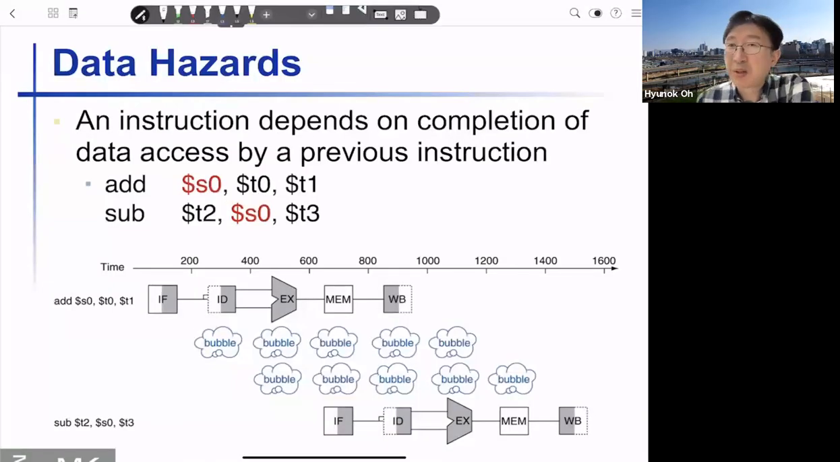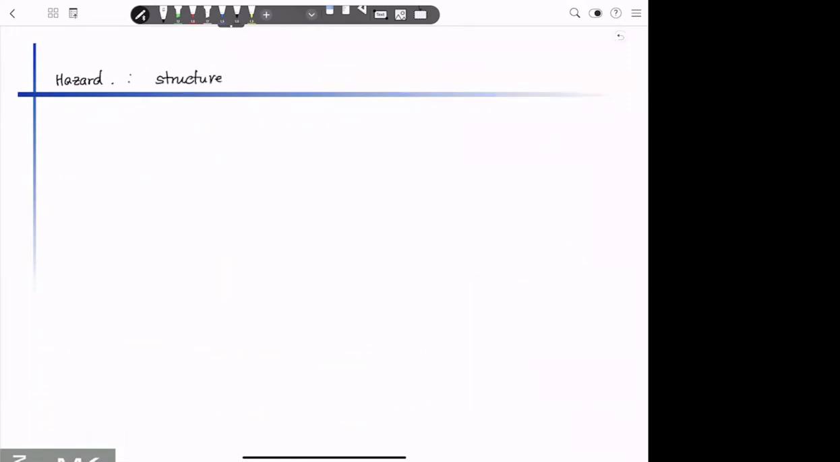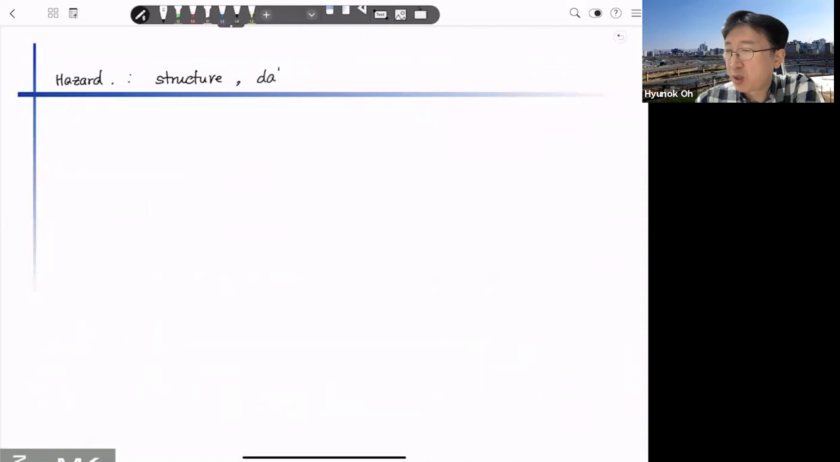Okay, so currently we are learning about the hazard problem. There are three types of hazard. One is structure hazard. And second is data hazard that we will learn today. And last one is control hazard.